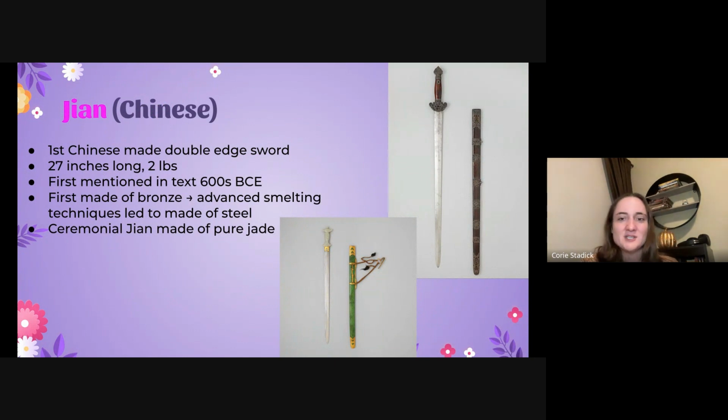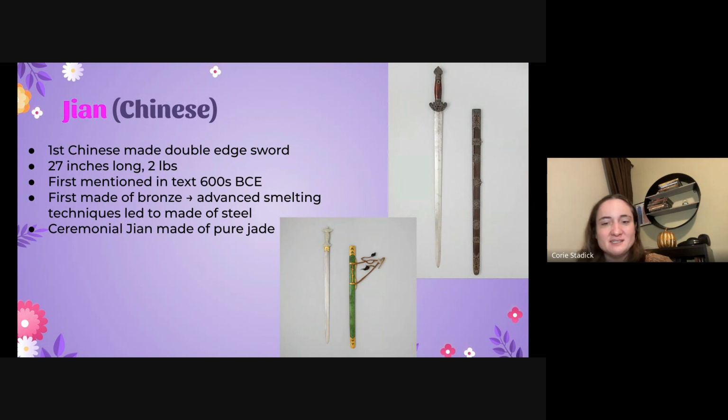There's also the Jian, which is a type of sword. It was the first Chinese-made double-edged sword. It was about 27 inches long, but it only weighed about 2 pounds, which is very, very light. It was first mentioned in text dating back to about the 600s BCE. First, it was made out of bronze, but then due to advanced smelting techniques, where humans could melt metals at a higher temperature, it would be made out of steel. There's also some really cool examples of these swords made out of jade.